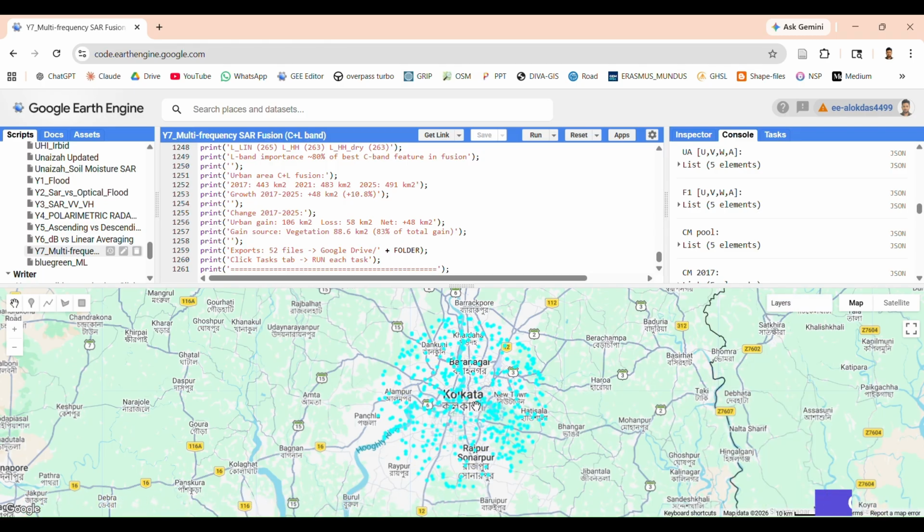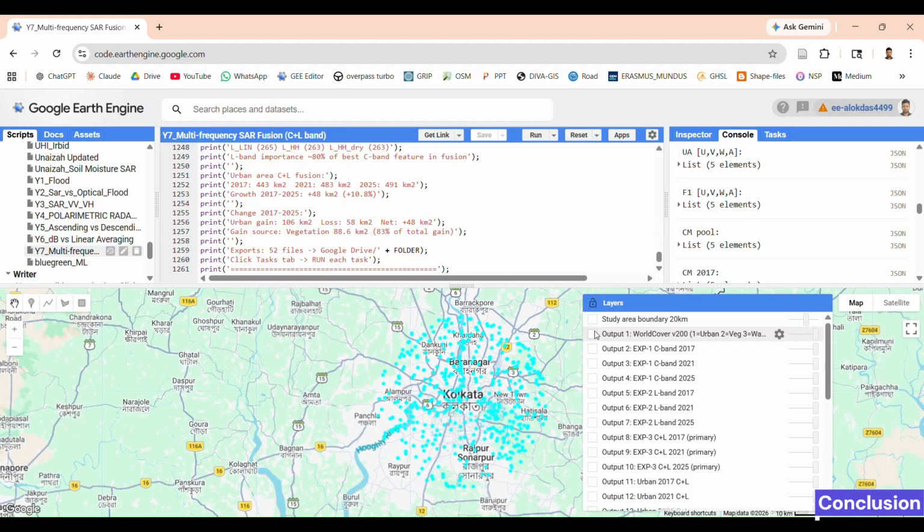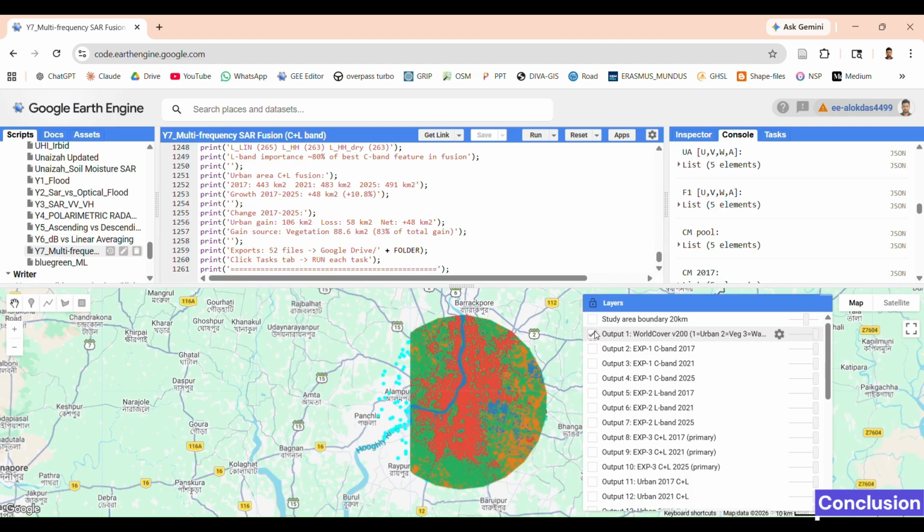In conclusion, urban areas represented by red have significantly increased from 2017 to 2025, while vegetation and agriculture have decreased. Multi-frequency SAR fusion provides the most accurate and reliable results compared to single-frequency approaches.